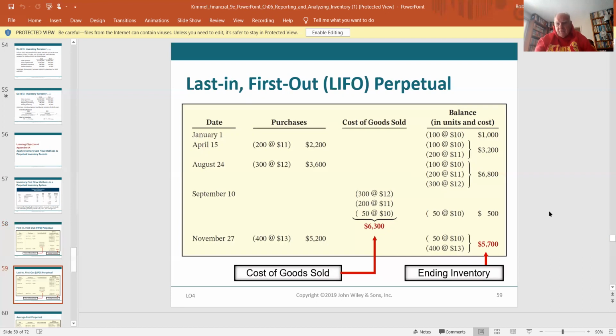Same thing with last in, first out. What did they sell? They sold the newest first. They sold 300 times 12, then 200 times 11, that's 500, and then they sold 50. So the cost of goods sold is 6,300 plus 5,700.